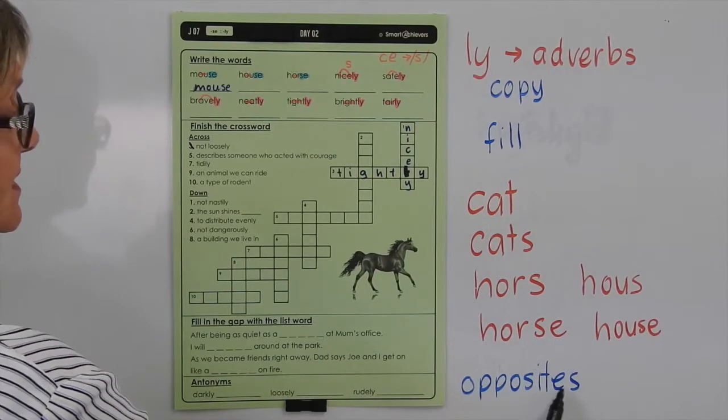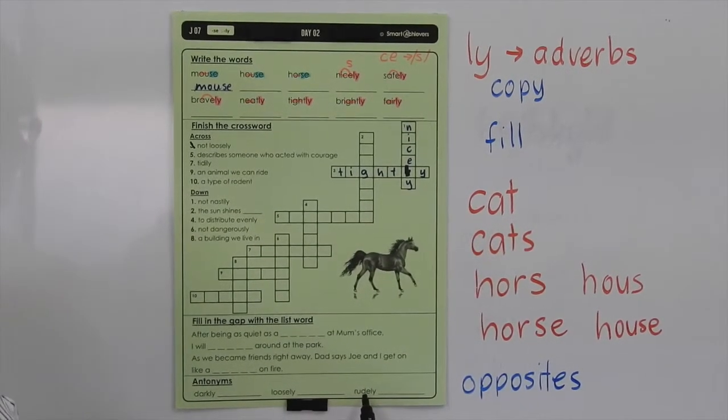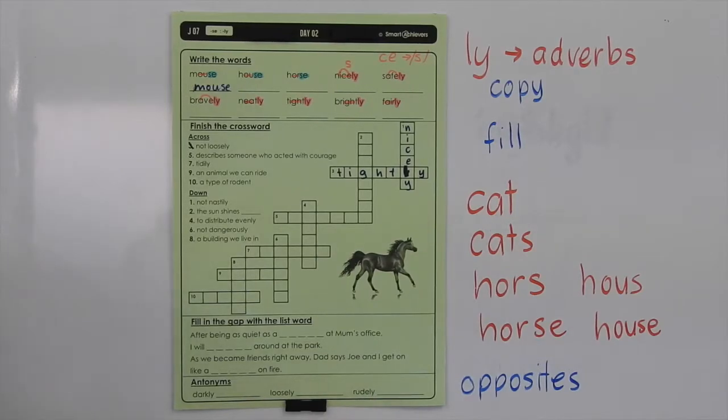Antonyms mean the opposites. I've written it there in case you forget what it means. So the antonym of darkly, you have to find a word up here that means the opposite to loosely and the opposite to rudely.